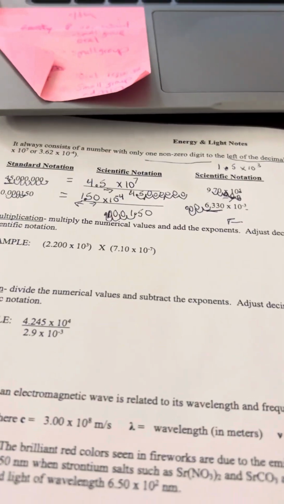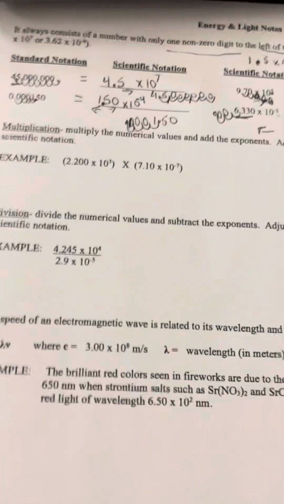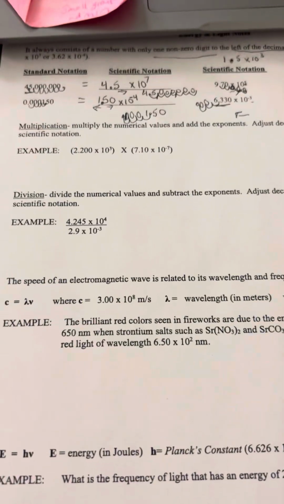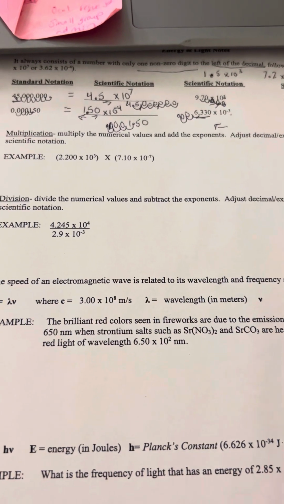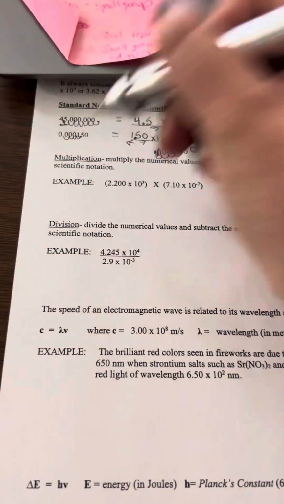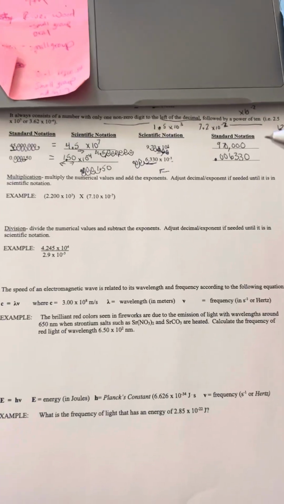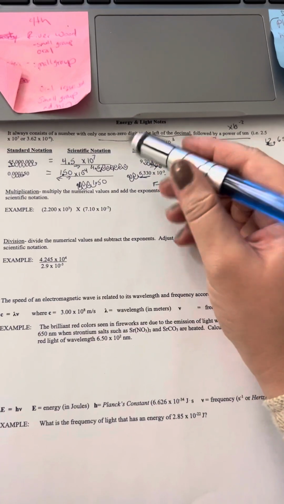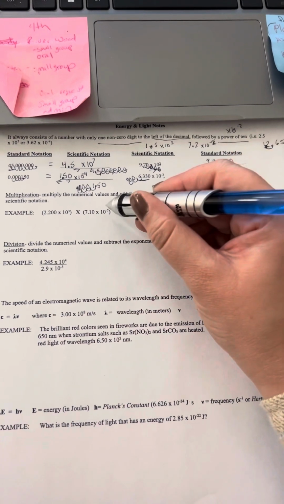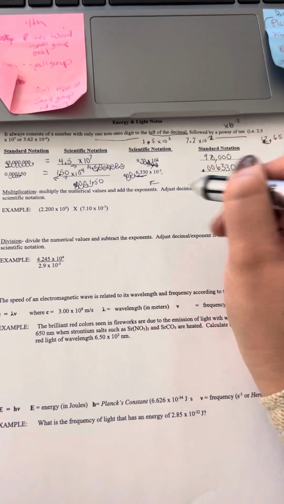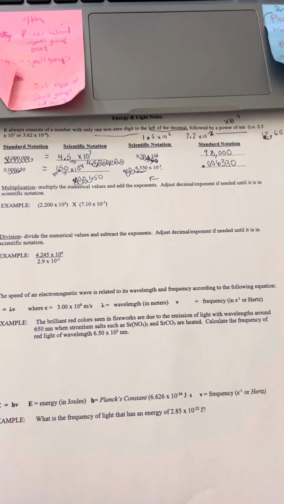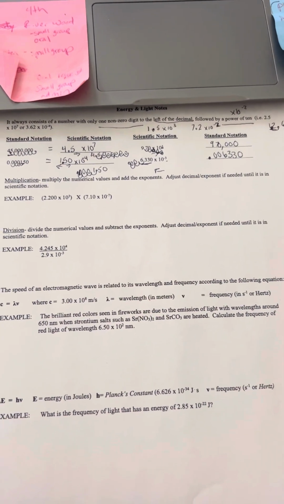Okay, so that's how you do just regular scientific notation stuff. Now let's learn how we calculate with it. So in multiplication, when I'm multiplying numbers that are already in scientific notation, you've got a little trick you can do. You multiply the numeric values and add the exponents. Then at the end, we can adjust to make sure it's in correct scientific notation.